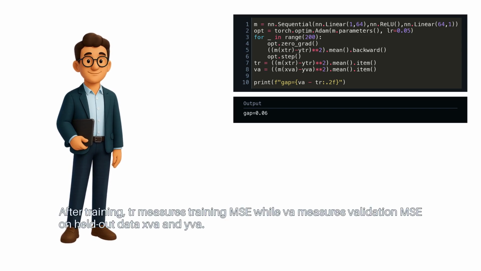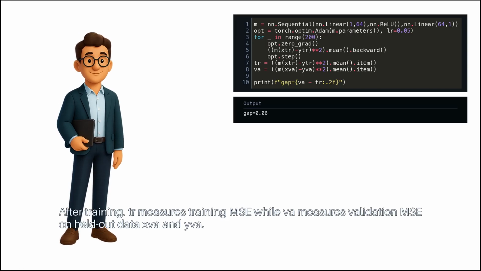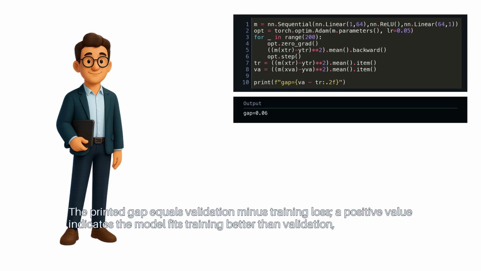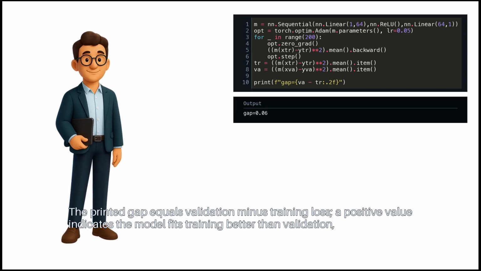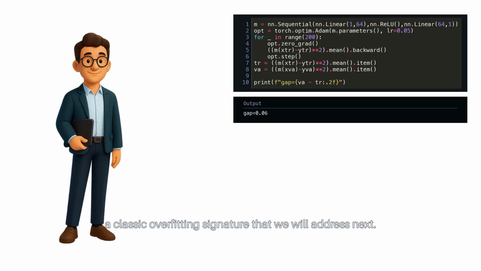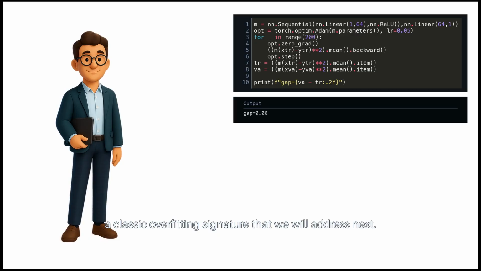After training, tr measures training MSE, while va measures validation MSE on held-out data, Xva and yva. The printed gap equals validation minus training loss. A positive value indicates the model fits training better than validation, a classic overfitting signature that we will address next.